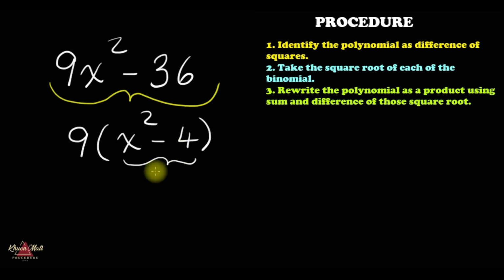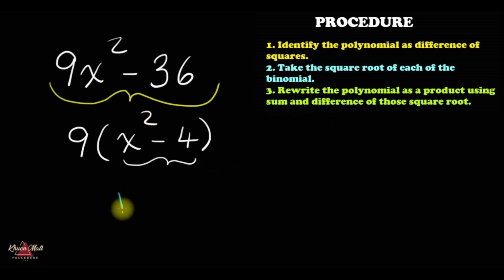Okay, so first thing we have to do is identify. We did that. We identified the 9x squared minus 36. So that's the x squared minus 4. So that's step 1. What do we do for step 2? Well, step 2 is we have to take the square root of x squared, and then we have to take the square root of 4.